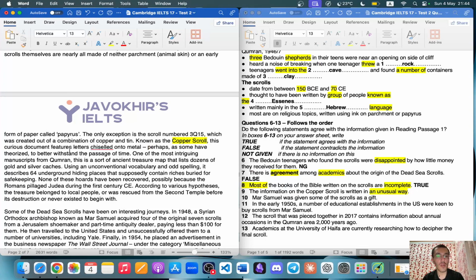This curious document features letters chiseled into metal, perhaps, as some have theorized, to better withstand the passage of time. One of the most intriguing manuscripts from Qumran, this is a sort of ancient treasure map that lists dozens of gold and silver caches, using an unconventional vocabulary and odd spelling. So you have another answer for yourself here. This is going to be number 9.